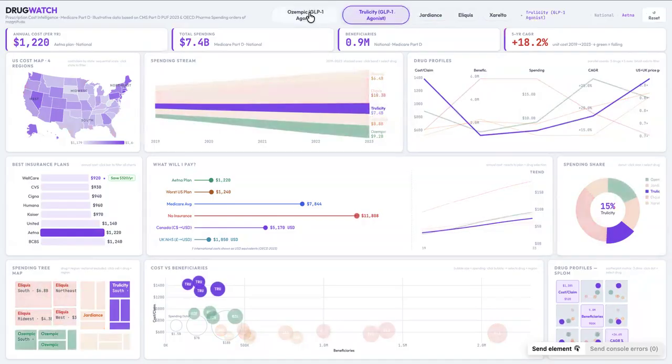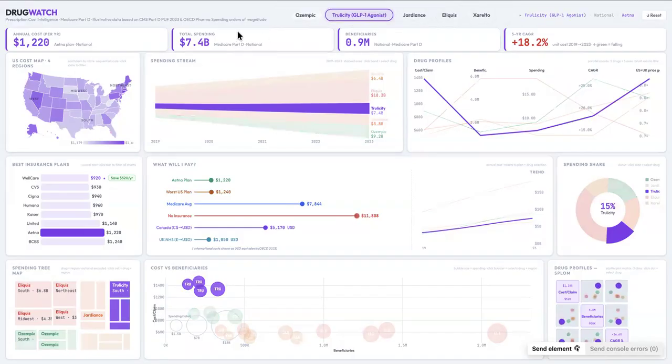This is a drug selection table with five medications. These are the performance indicators showing cost per claim, total spending, beneficiaries, and an average showing how much it may increase in the coming 5 years based on the data that is present from the past.